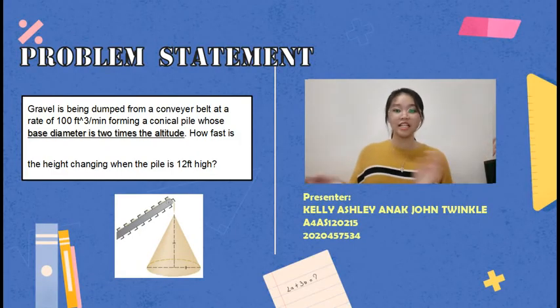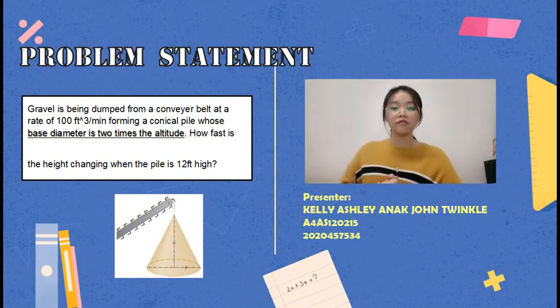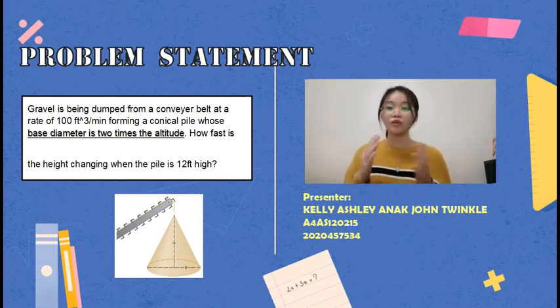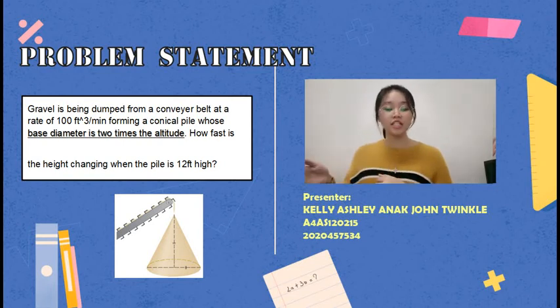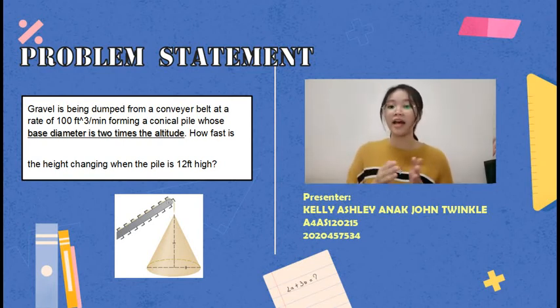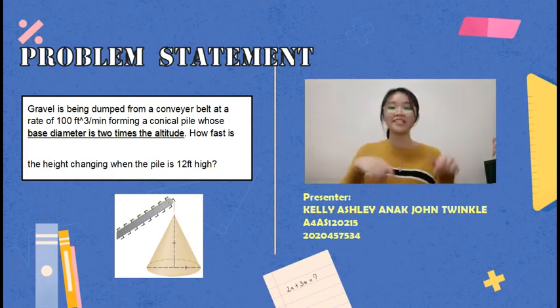Hi, my name is Kailesh Lee and I will continue with the problem statement. Gravel is being dumped from a conveyor belt at a rate of 100 cubic feet per minute to form a conical pile, whose base diameter is 2 times the altitude. How fast is the height changing when the pile is 12 feet high? When the gravel is dumped into the conical pile, we know that the pile is increasing in volume. So, how could we know how fast the height is changing? Let's check the next slide.